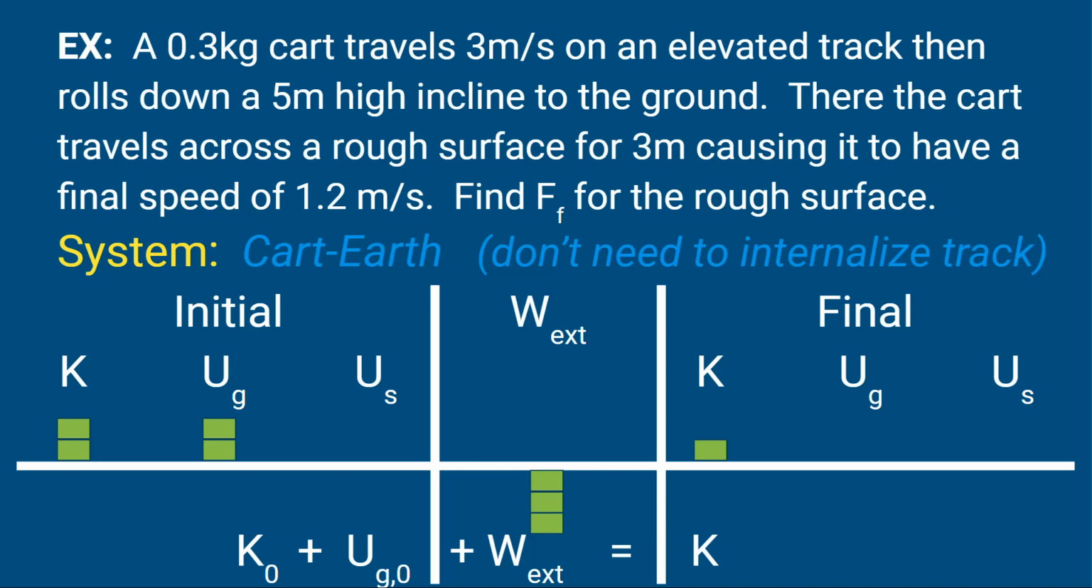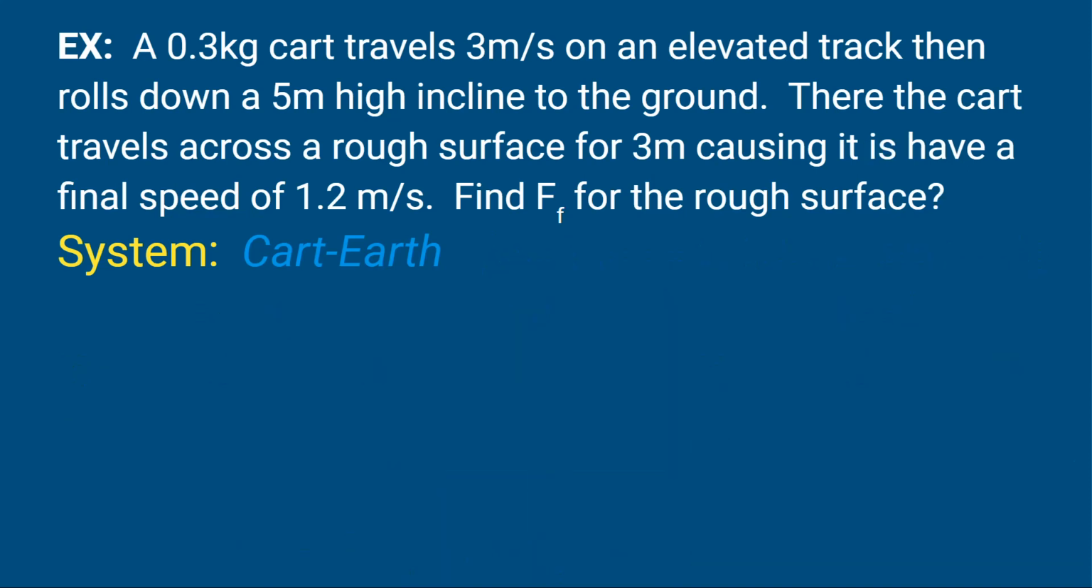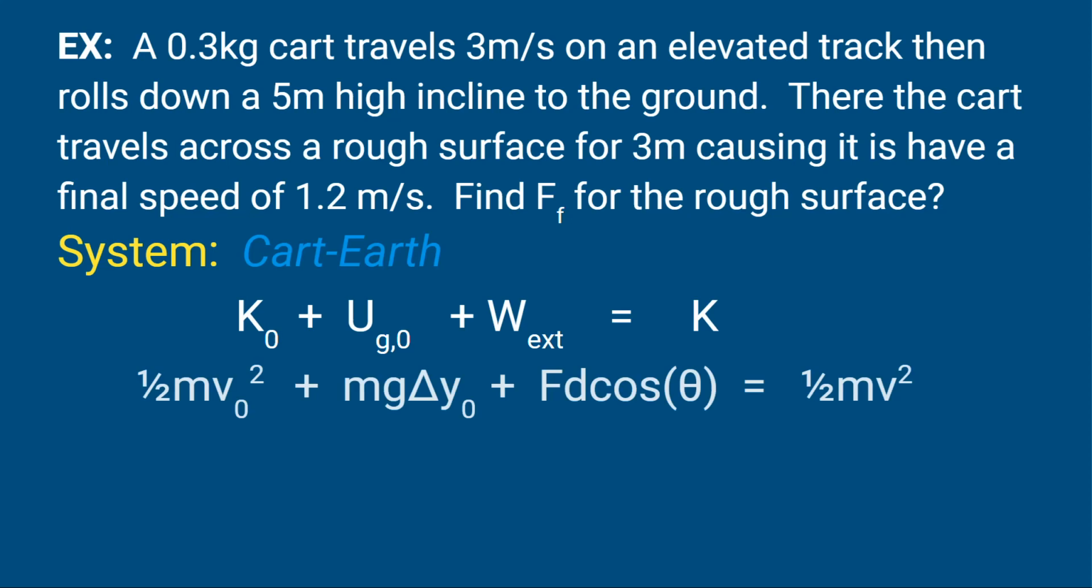So my equation looks like this: my initial kinetic energy plus my initial gravitational potential energy plus the work done by the external force of friction equals my final kinetic energy. So if we take this equation and we want to solve with it, I need to put some variables in here. My question doesn't give me any information about energy. It gives me masses, velocities, heights. So let's put those variables in instead.